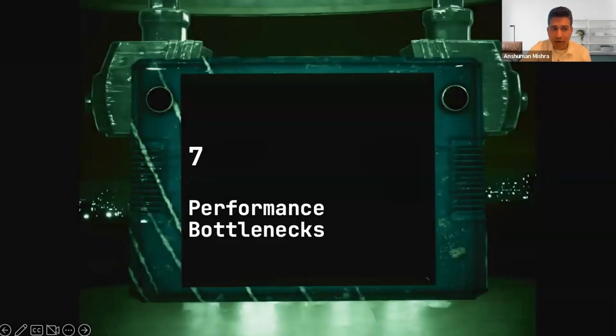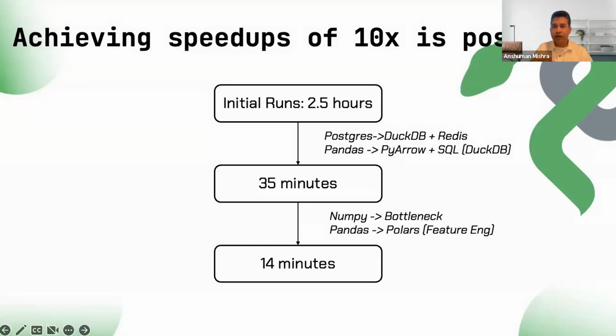Okay, now performance bottlenecks. The first version of the engine that I built took over 2.5 hours to run at the end of the day. This was very inefficient. So I started looking at a bunch of alternatives to speed things up. The first thing I did was I replaced Postgres with DuckDB. This was a huge boost since DuckDB is column-oriented, which helps a ton when you're doing vectorized computes in bulk.